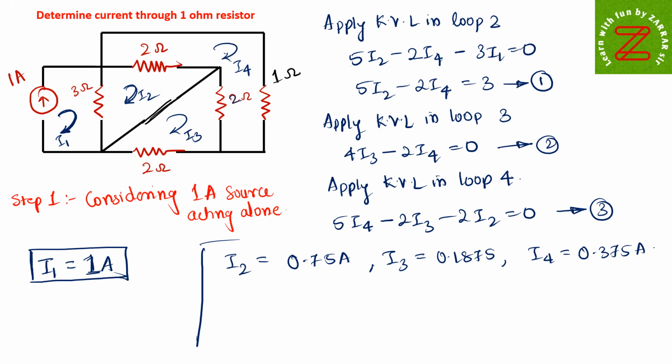ampere. And if you look carefully, we need to determine the current through the 1 ohm resistance, and the current through the 1 ohm resistor is this current, which is nothing but your I4.